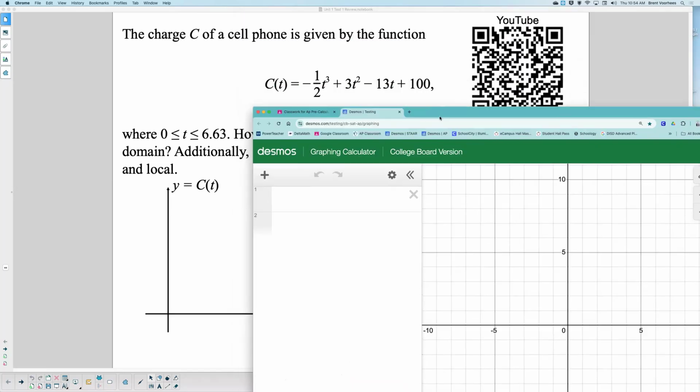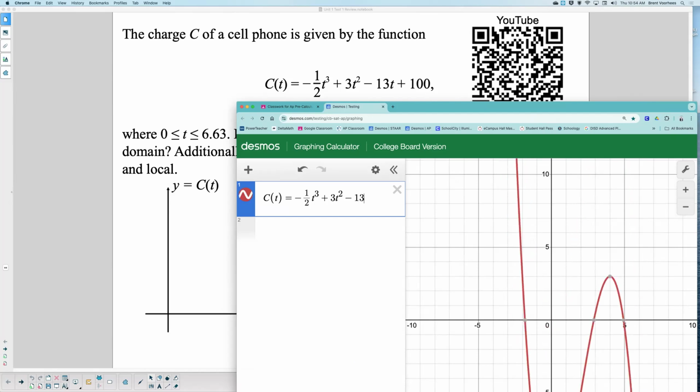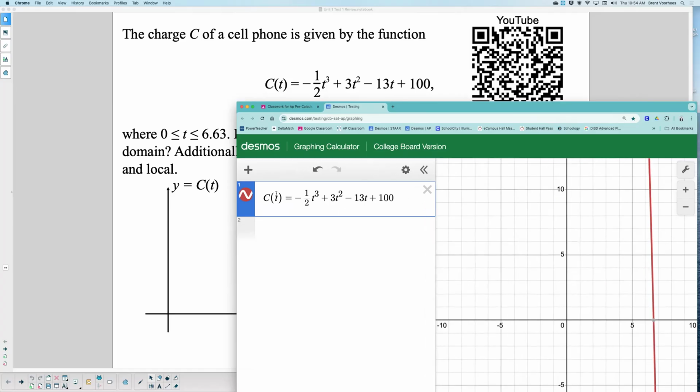Once you come back online, I want you to graph this equation. I'm going to go ahead and graph it, then I'm going to pause and give you a minute to catch up to me. But that's what we're doing right now. And then we will pick back up. Type that equation in.